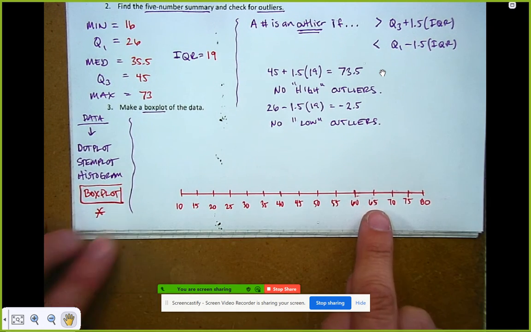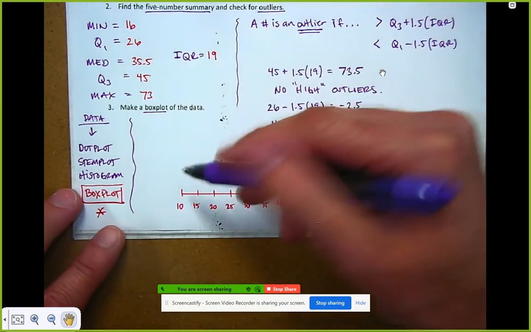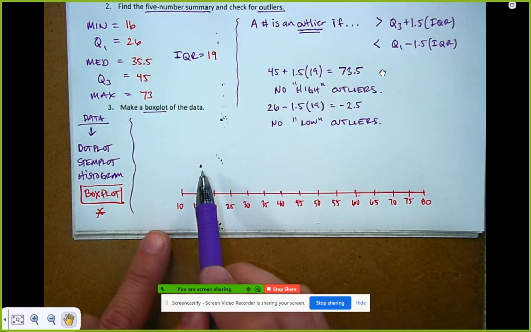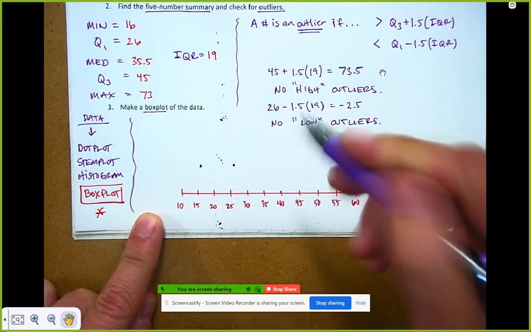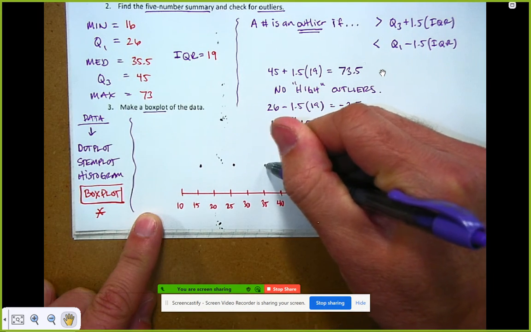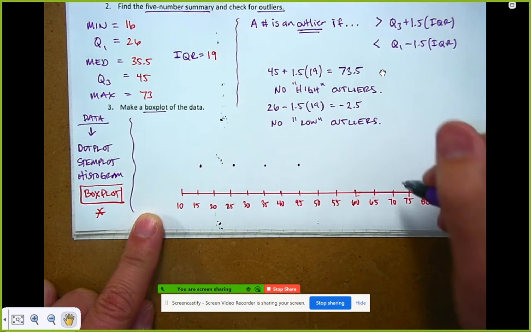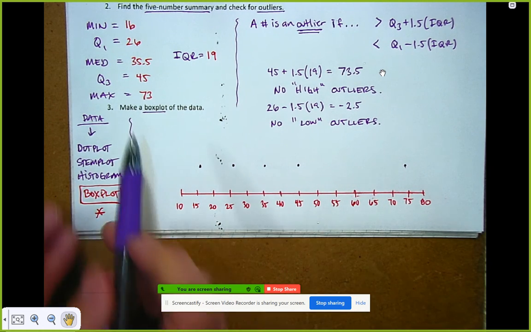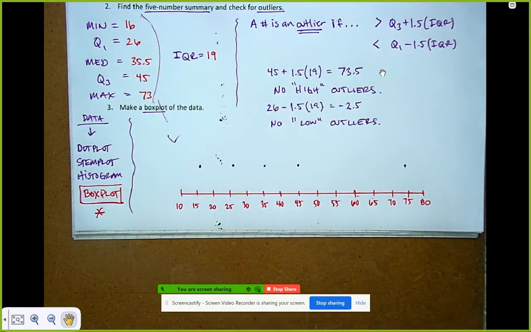Okay, so a box plot, you take the 5-number summary and you plot those 5 points. And so what we're going to do is we're going to go to 16, which is just estimated to be right about there. Give yourself some space, so put it up higher. Then we're going to go to quartile 1, which is 26. Then we're going to go to the median, which is 35 and a half. Quartile 3 is 45. And a max value of 73 is way out here. Okay, so you can see that our 5-number summary is how we graph those 5 dots.